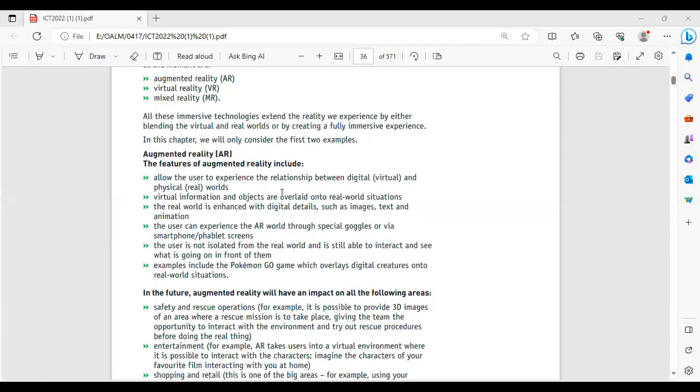It says allow the user to experience the relationship between the digital virtual and the physical real world. So basically, it's a technology. Augmented reality takes virtual information and objects and overlays them onto a real world situation, and the real world is enhanced with the digital device. Using these devices, the physical environment has been enhanced. So whatever you are watching physically, that object can be enhanced by using such kind of technology.